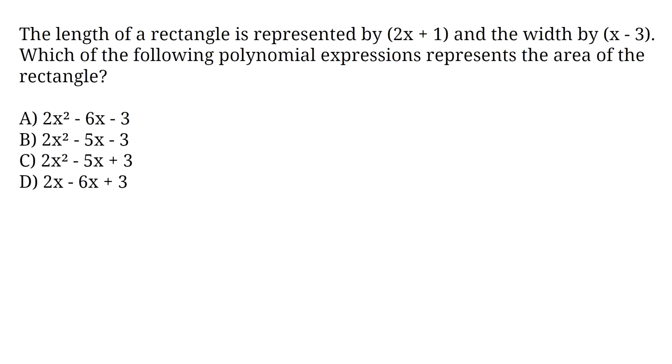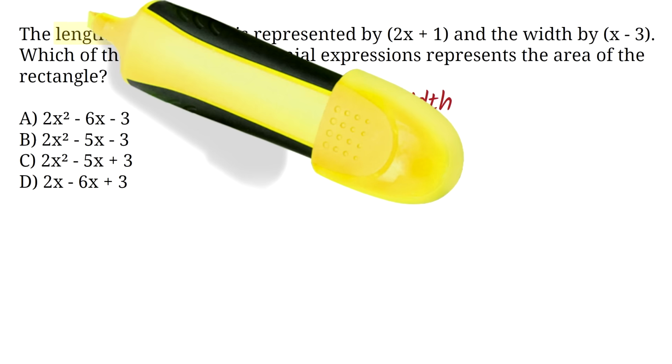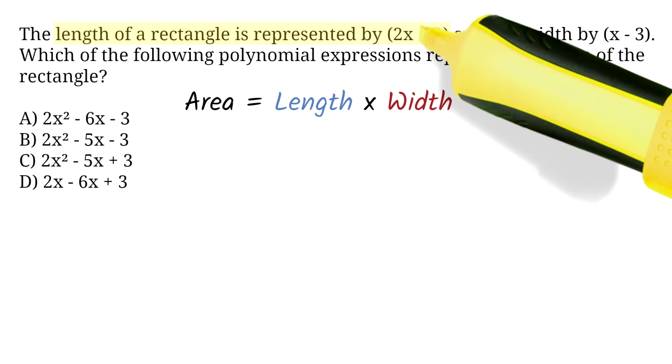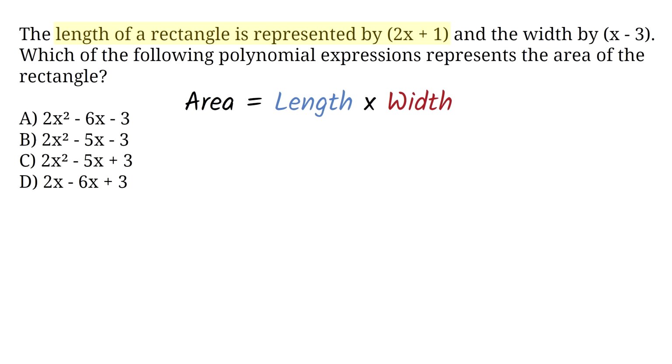The formula for finding the area of a rectangle will be given to you on the GED formula sheet. It is length times the width. In this question, we are told that the length is 2x plus 1. We can put it in place of the length here. We are also told the width is x minus 3. We replace the width with x minus 3. Next, to find the area, we have to multiply these two polynomials.